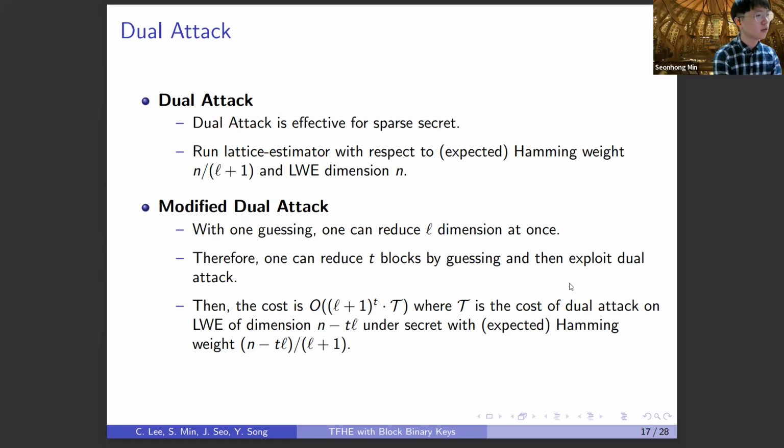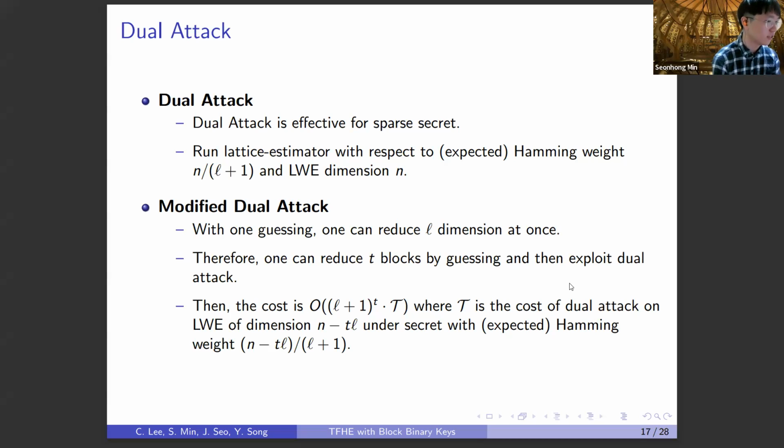The dual attack on LWE is very effective when we are using sparse secrets. The ordinary dual attack does not assume block binary secrets, so we can simply run the lattice estimator with respect to the expected Hamming weight n over L+1 and LWE dimension n. But still, one can reduce many dimensions by guessing for the block binary keys. For example, if you guess right for just one block, then you can reduce the dimension by L, one block at once. So we can think of a modified dual attack.